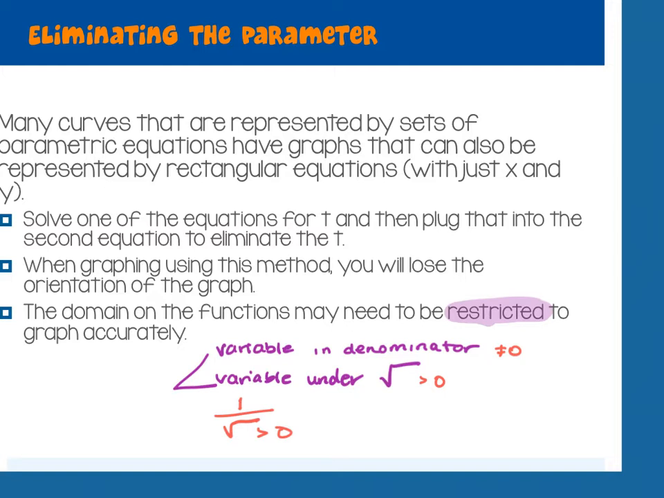If it's not one of those 3, if it's just a line or anything like that, then there's no domain restriction. But you have to remember to check for the domain restriction. And like it says, it may need to be restricted to graph it accurately. So you might have a restriction on your graph.